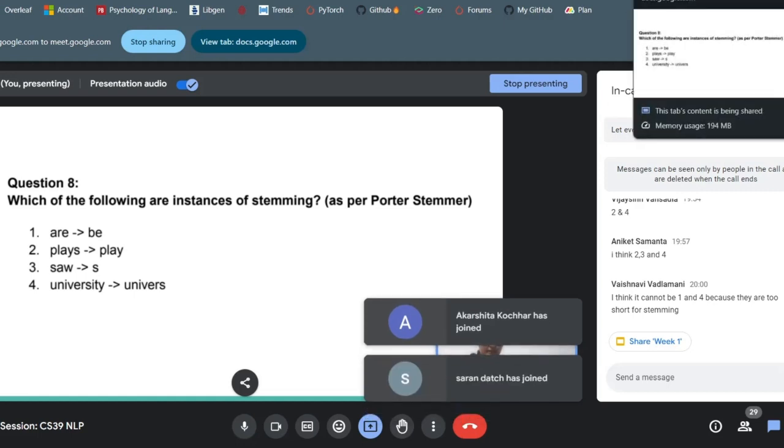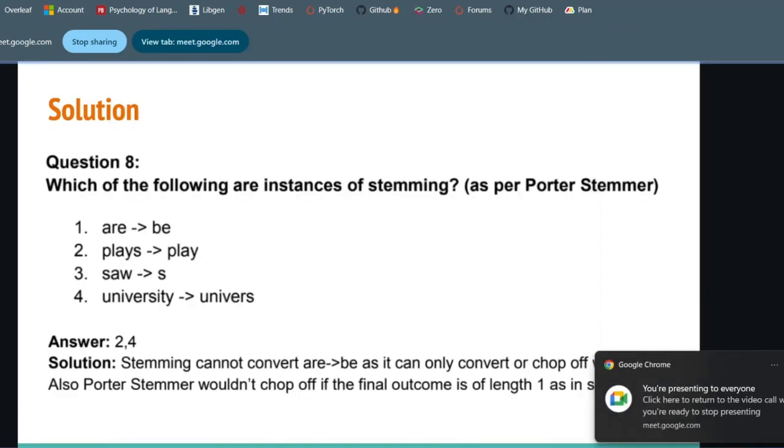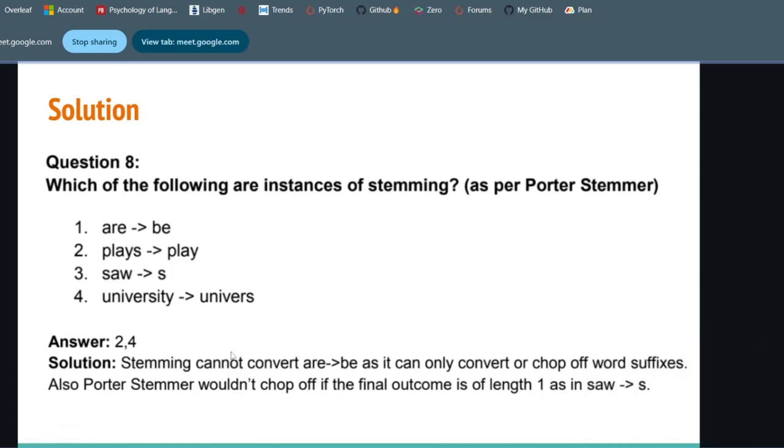I think we will discuss the official solution once. So it's actually 2 and 4. Just a second, I'll read it. For stemming, many people said option 1 is incorrect, which is true. Stemming cannot convert R to B, as it can only chop off word suffixes.